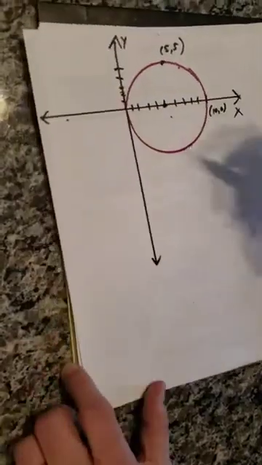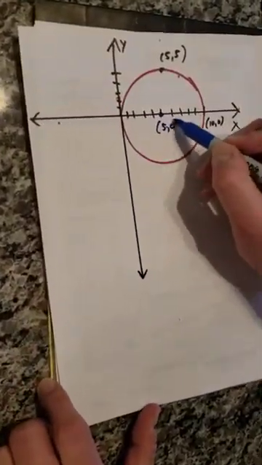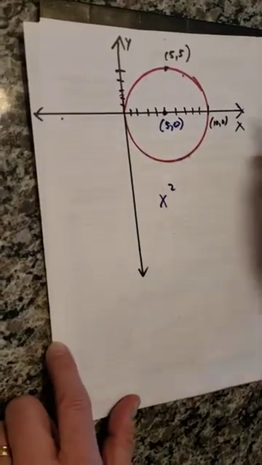But here we've got a circle that's actually centered at (5, 0). If we use x squared plus, and it's the same circle though.